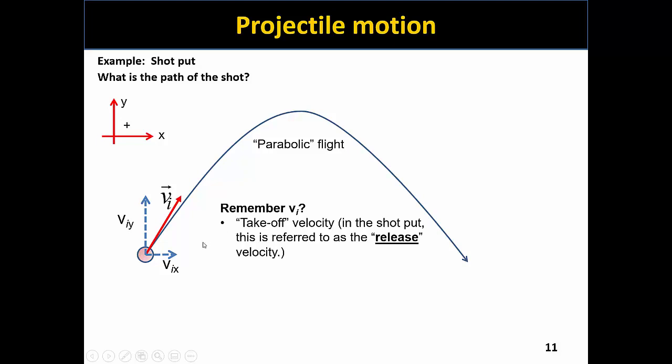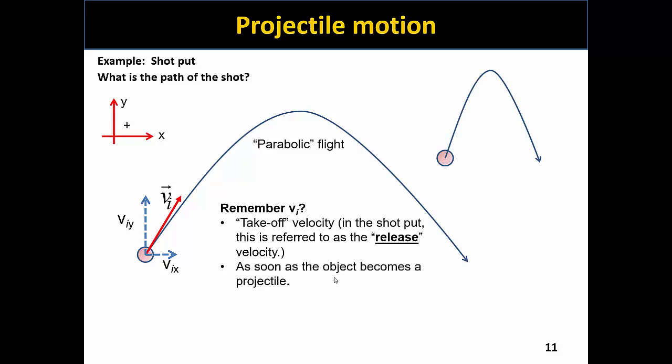So remember that the initial velocity is going to be referred to as the takeoff velocity. That's the point that the object in question breaks contact with an external surface or an external object. So in the shot put, we'll refer to this as the release velocity. So the terms takeoff and release can be used and are used interchangeably, and these are terms that are used to describe the initial velocity as soon as the object becomes a projectile.